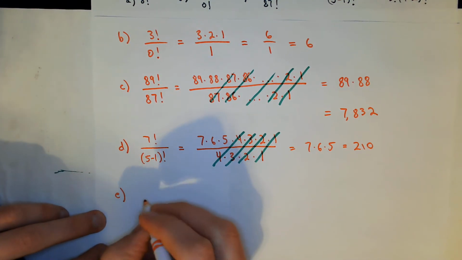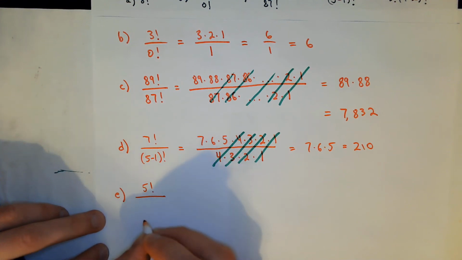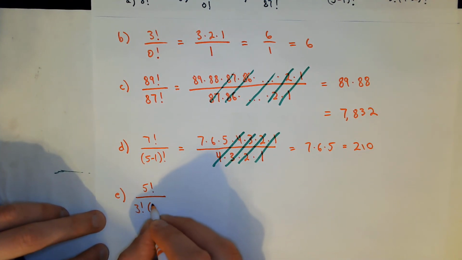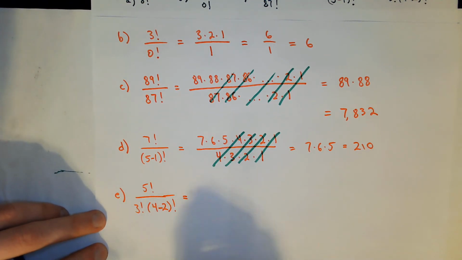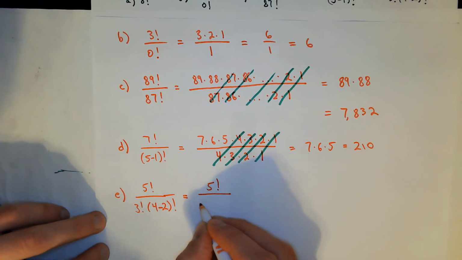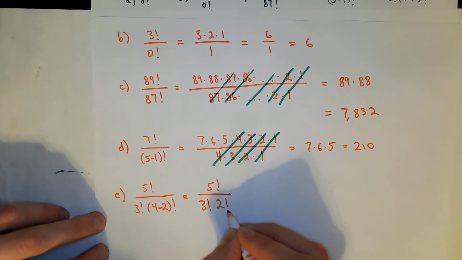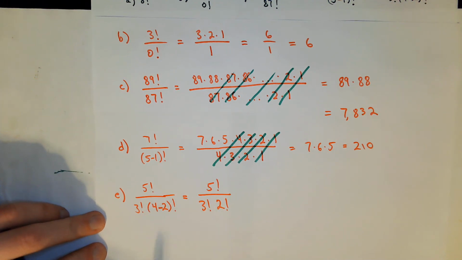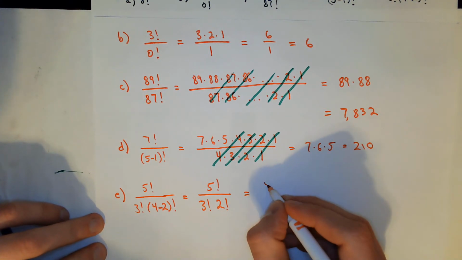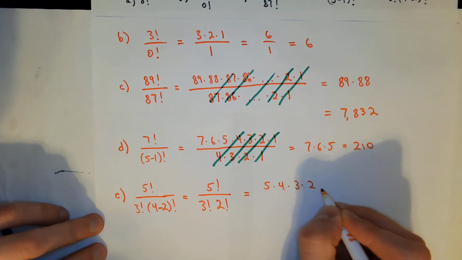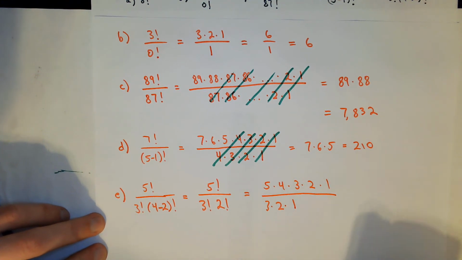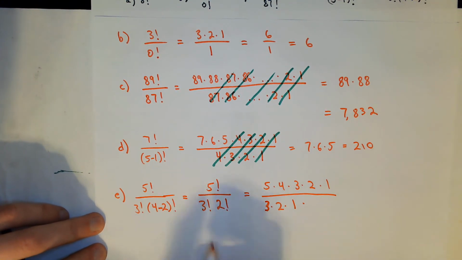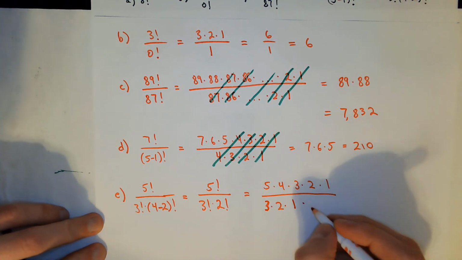Okay, next one was 5 factorial over 3 factorial times (4 minus 2) factorial. Before I write this out, let me emphasize that I'm subtracting inside first. So I'm going to have 5 factorial, 3 factorial, and then 2 factorial, 4 minus 2 giving me the 2 there. So that's 5 times 4 times 3 times 2 times 1 over 3 factorial, which is 3 times 2 times 1, and then times, since these are attached by multiplication, 2 factorial, so that's a 2 times a 1.